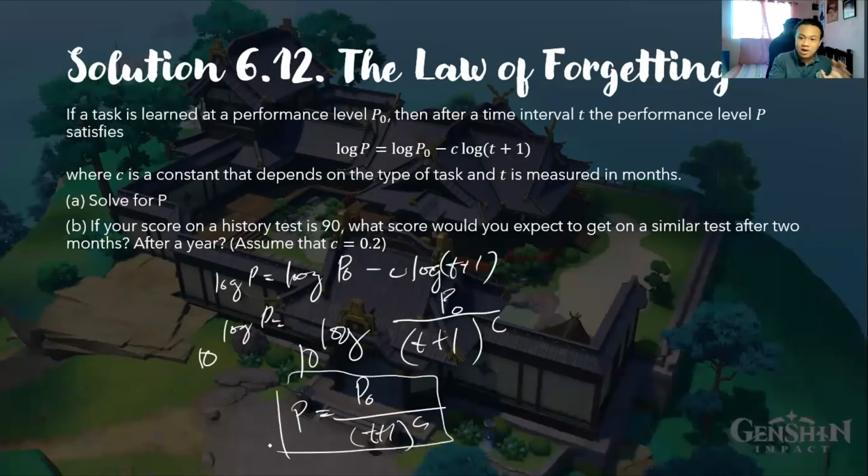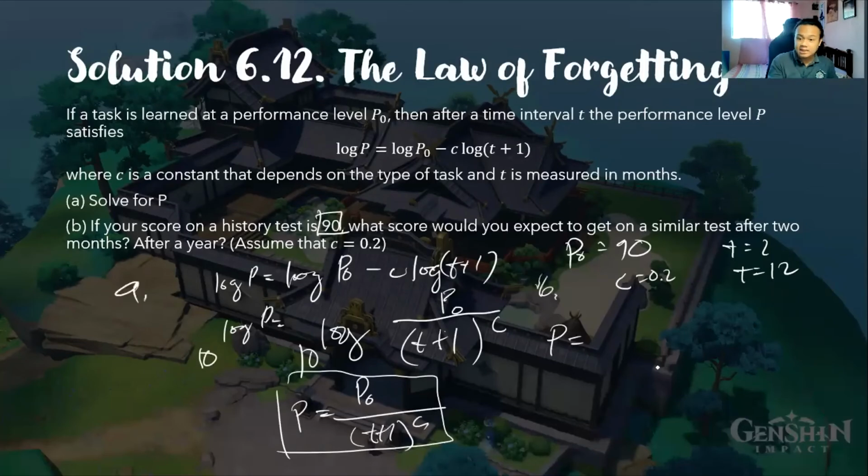Okay? So now, your score is 90. So that's P0 equals 90, right? So 2 months, T is equal to 2, or if 1 year, 12. And C is 0.2. So we just substitute for letter B.